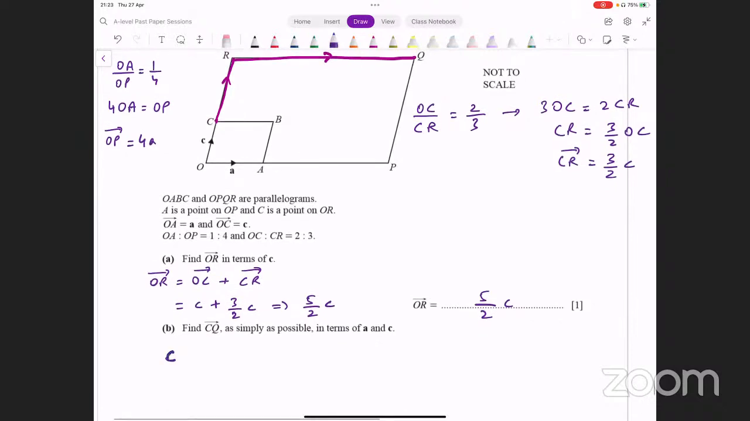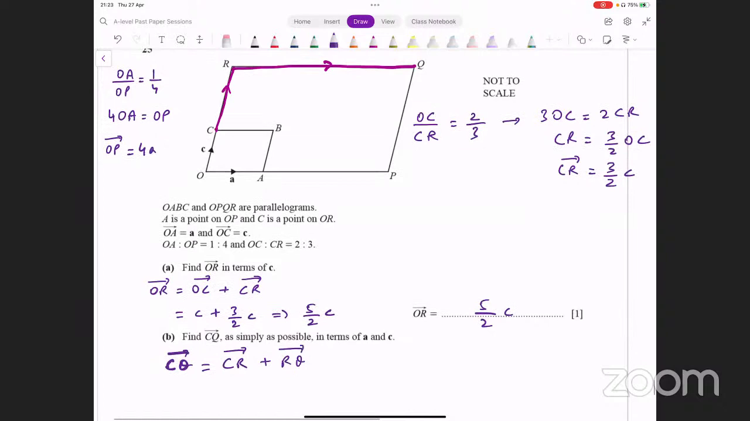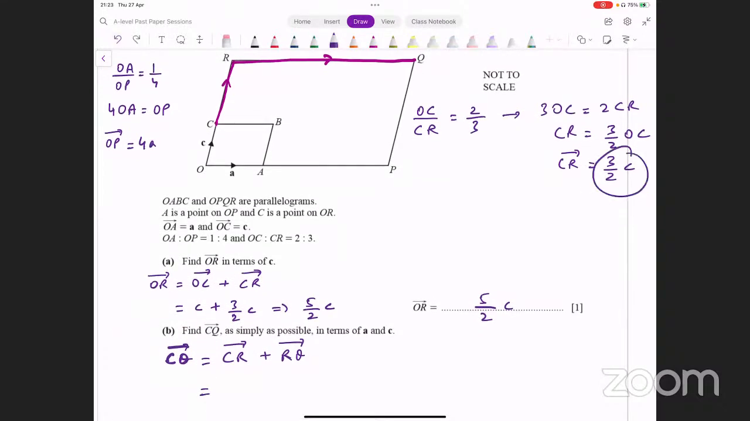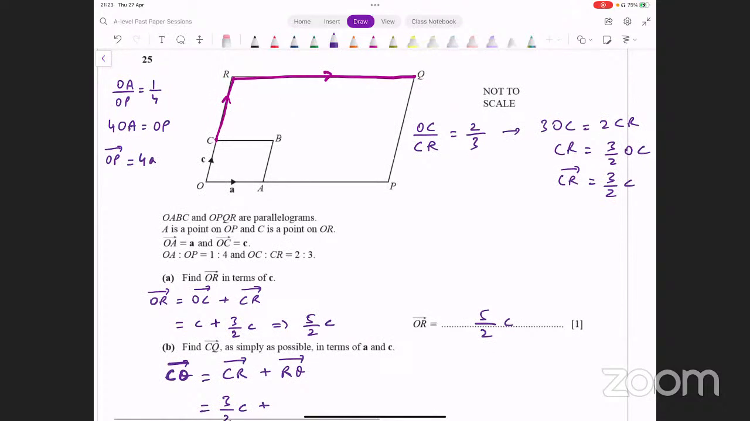So we can say CQ vector is equal to CR vector plus RQ vector. अच्छा, CR vector तो हमने पहले निकाल लिया. That's 3 over 2C. Let's just write that down here. What about RQ vector? It's a parallelogram. Since it's a parallelogram, जो RQ vector होगा, that's going to be the same as the vector OP. इसका जो opposite vector OP है, वो उसके same होगा. OP हमें पता है, हमने पहले figure out कर लिया हुआ.